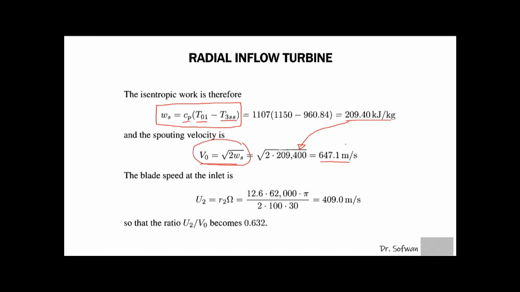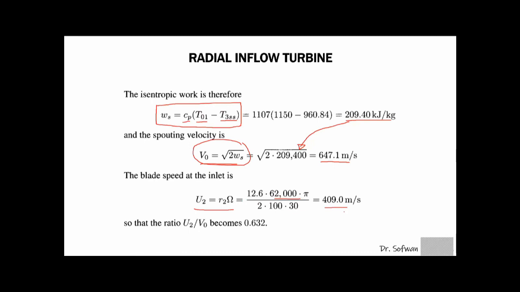And now we can calculate the blade speed at the inlet using this equation, which is U2, the blade speed at the inlet, equal to R2 omega. R2 is given in the question, and omega we can calculate from the RPM of the turbine. R2 is equal to 12.6, and so we get the blade speed is equal to 409.0 meter per second.